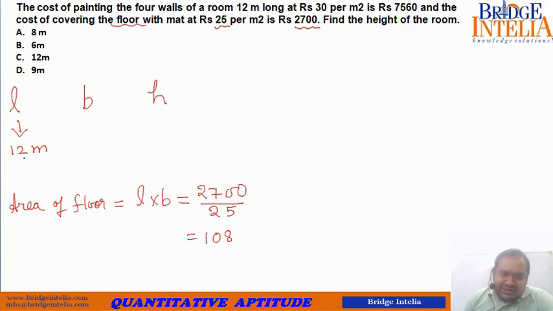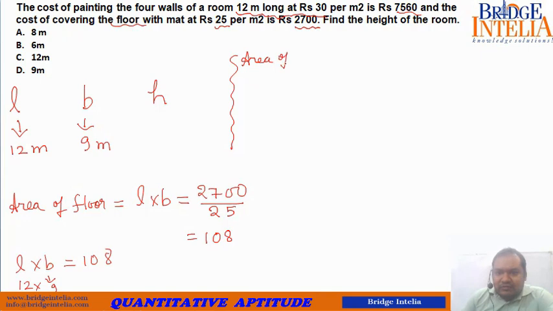Now length is equal to 12. So length into breadth comes out to be 108. Length is already known to be 12, so from here it is very clear that breadth must be equal to 9. So length known, breadth known. Now coming to the remaining piece of information: the cost of painting 4 walls is known, the rate is also known. So now let's see.